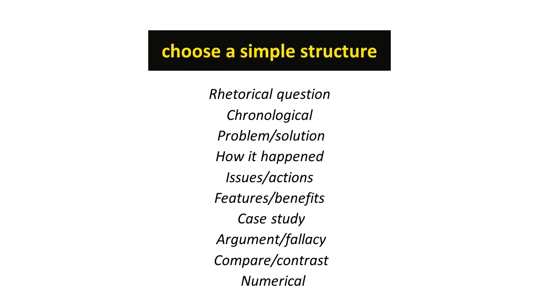Next up is how it happened. An example might be, how is it that human life expectancy continues to expand in the United States, even though there are tens of millions of citizens who are uninsured and don't receive adequate health care? We can then simply say, here are the reasons why that has come to pass, how it happened. And we're off and running with that particular structure.